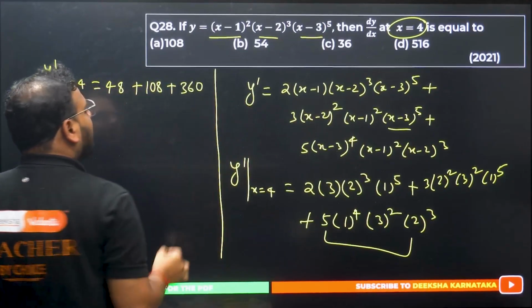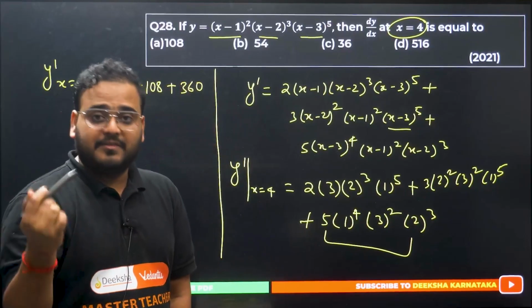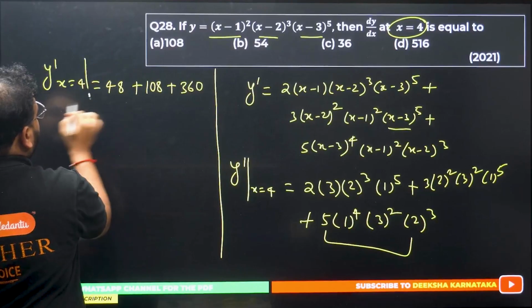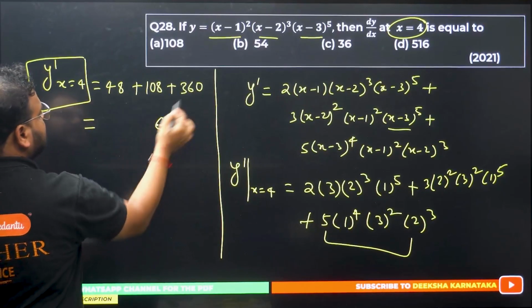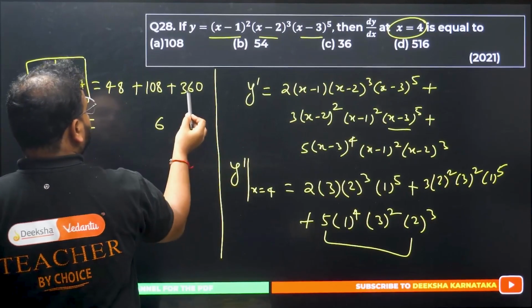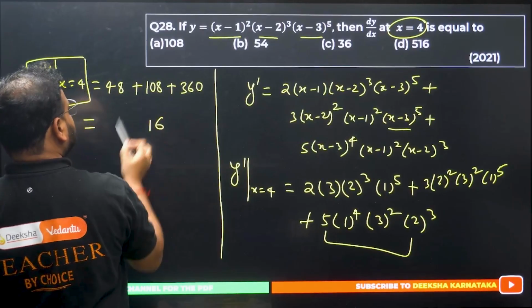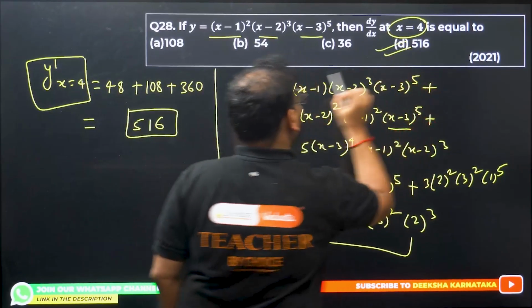If you are not sure with my way of calculation, please try your own way and check whether the answer is the same or not. Okay, we'll cross check. My answer is coming as 48 plus 108 plus 360, which is 516, my answer, which is option number D.